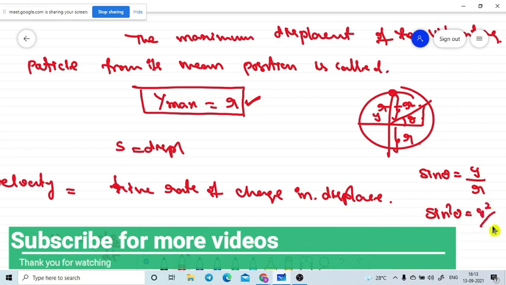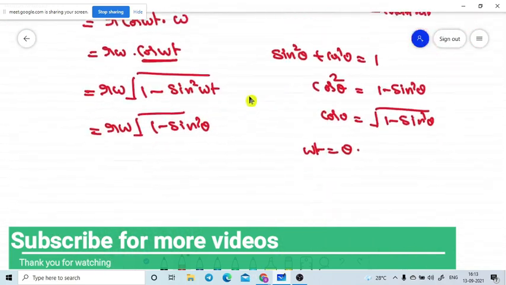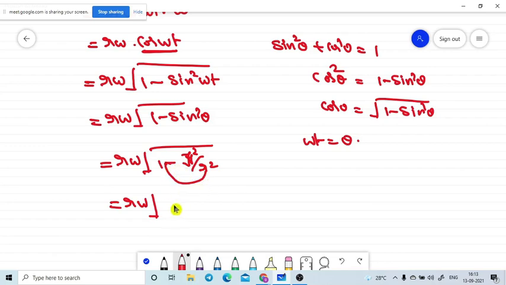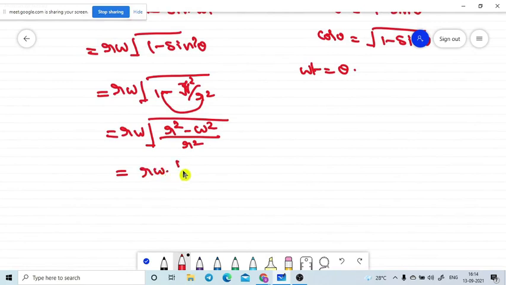Sin square theta means y square by R square only. So I can put it like this: R omega into the square root of 1 minus y square by R square. In this root, I am taking R outside. Taking the LCM, that is equal to R square minus y square, again divided by R square. So I am taking the roots separately: R omega into square root of R square minus y square divided by root R square.